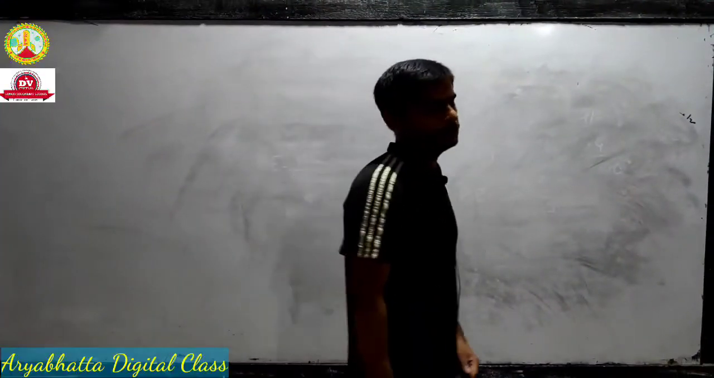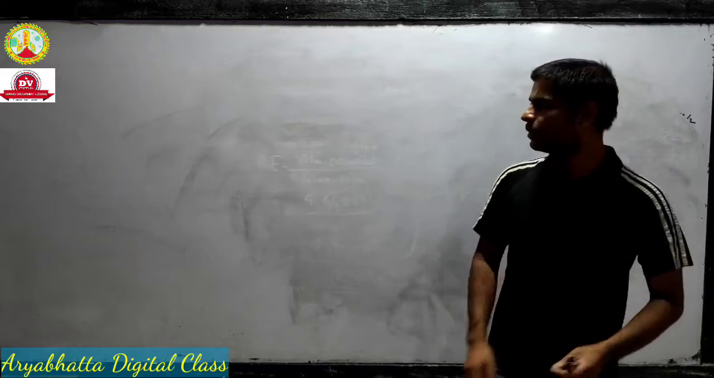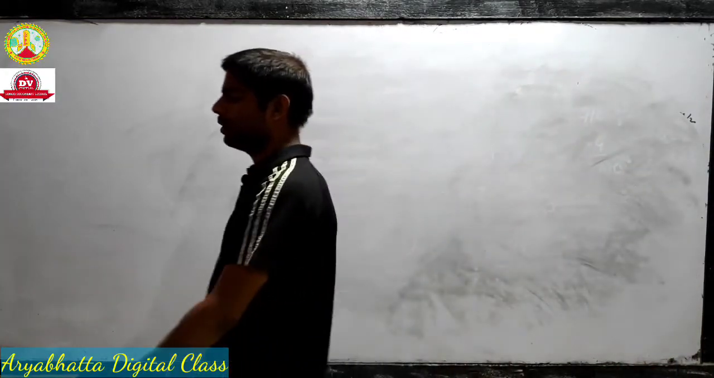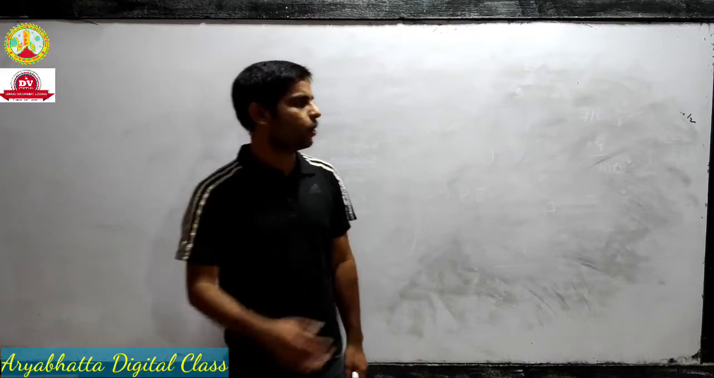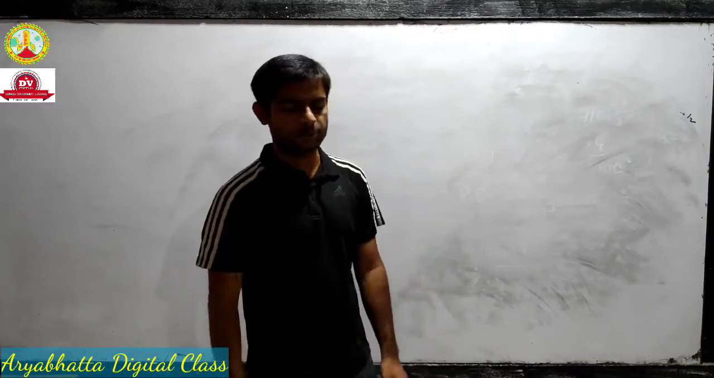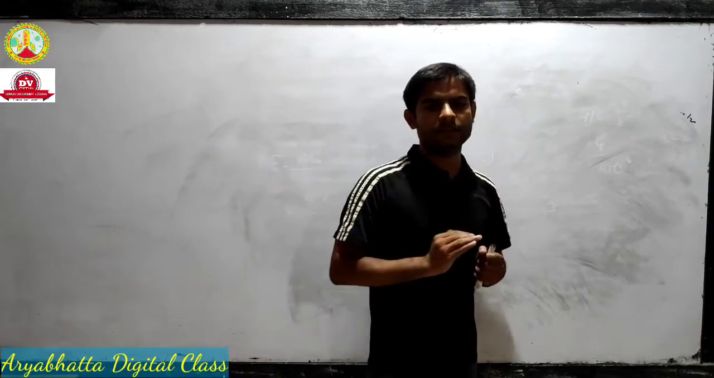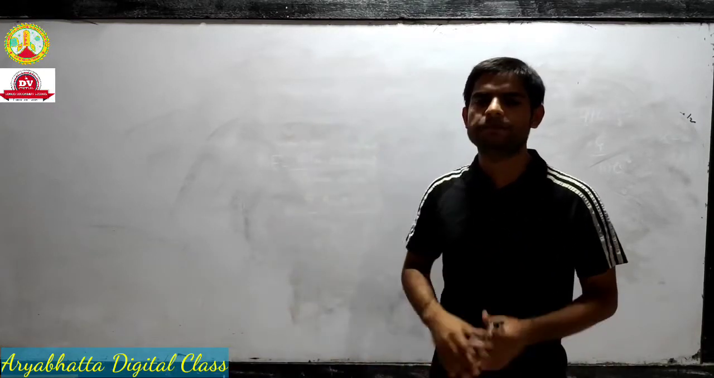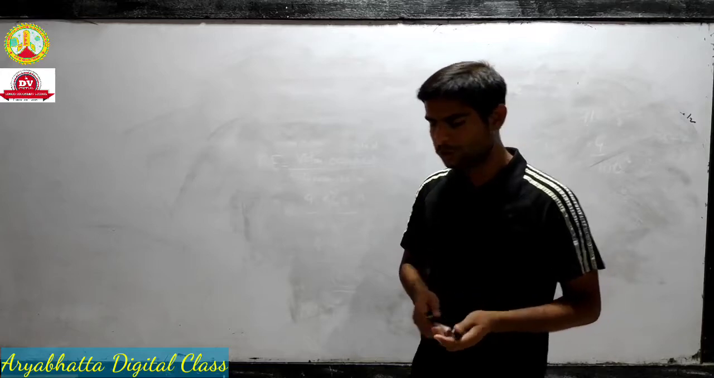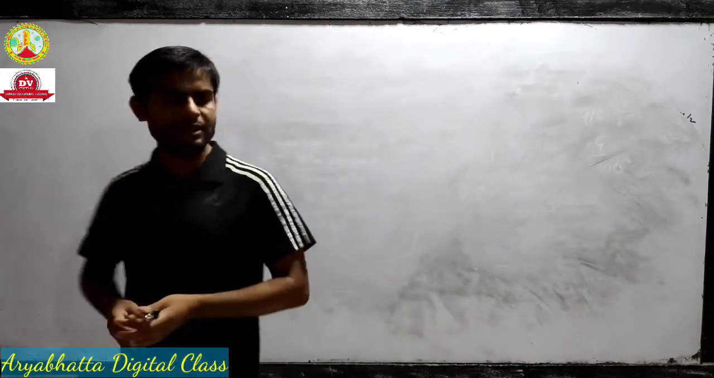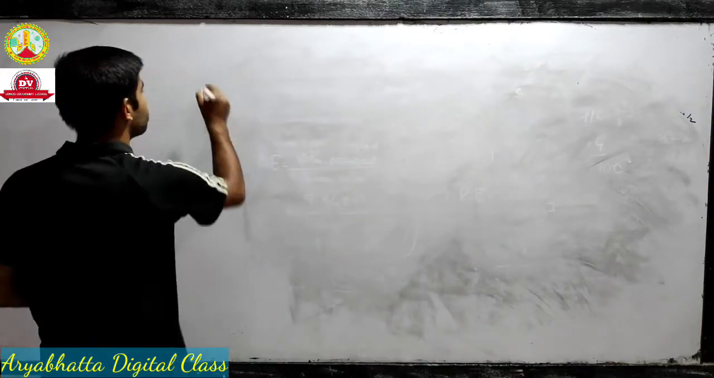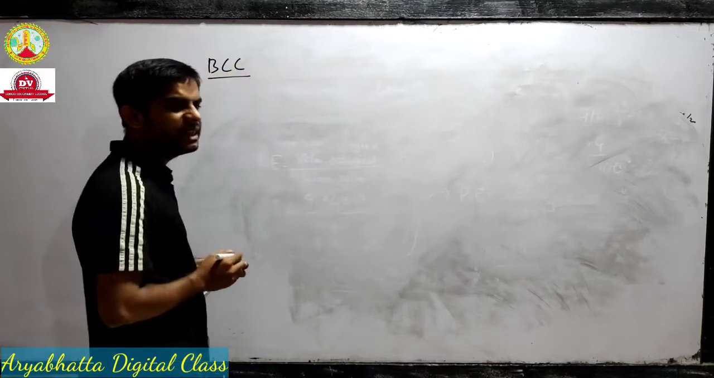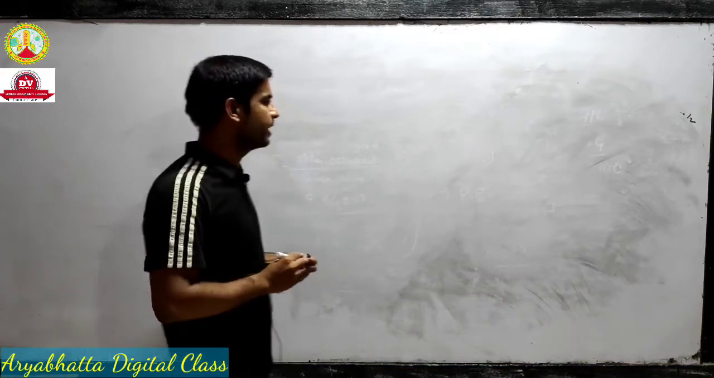Dear students, in this video lecture we will try to calculate the packing efficiency of some different crystal arrangements. In the last video lectures, we calculated packing efficiency for the face-centered cubic lattice or unit cell. In today's class, we will see the body-centered cubic lattice and the primitive unit cell or simple cubic lattice.